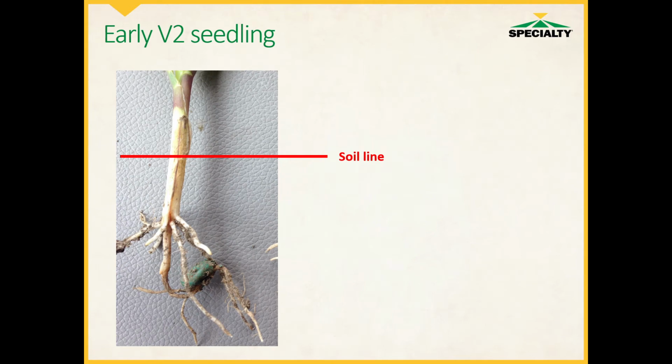So what should a typical V2 seedling look like? My red line is the soil line, right about where it's at. The reason I can tell where the soil line is at is that the crown of the plant will set about 3/4 of an inch below the soil line. And from here is where we will establish our nodal rooting system, which is the main root system that will carry the plant through the duration of its life.